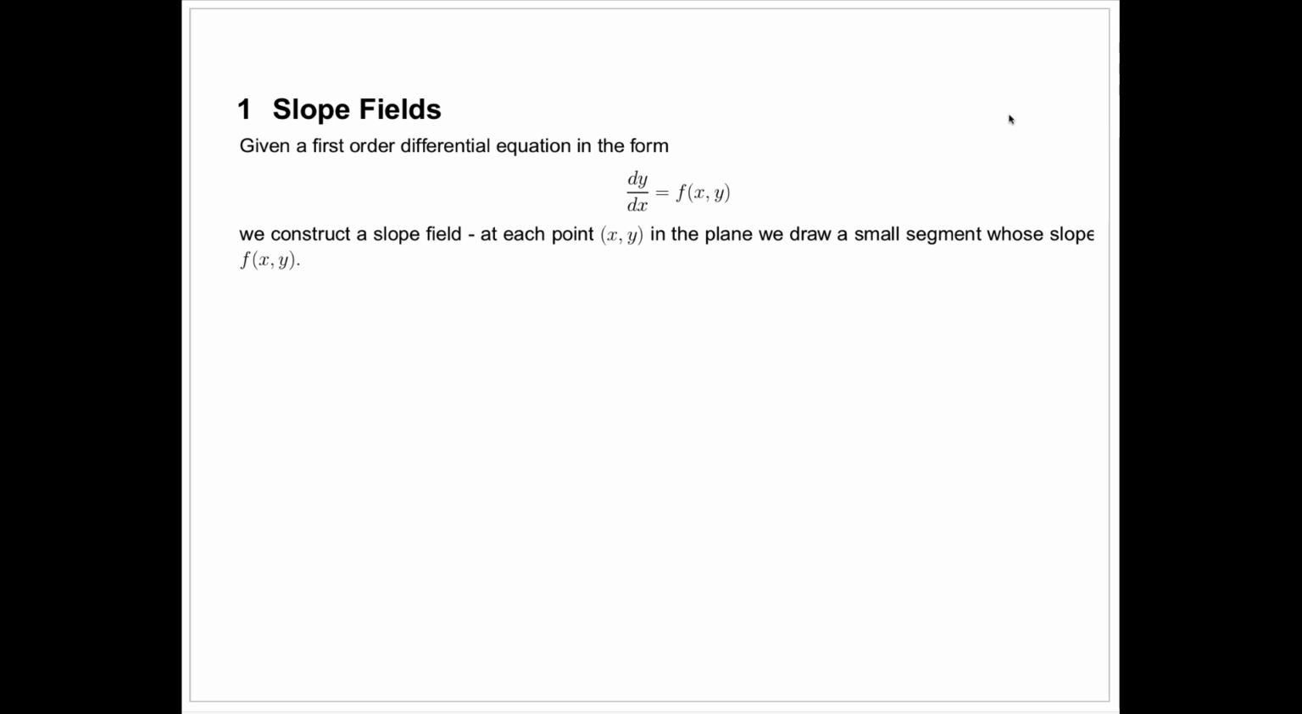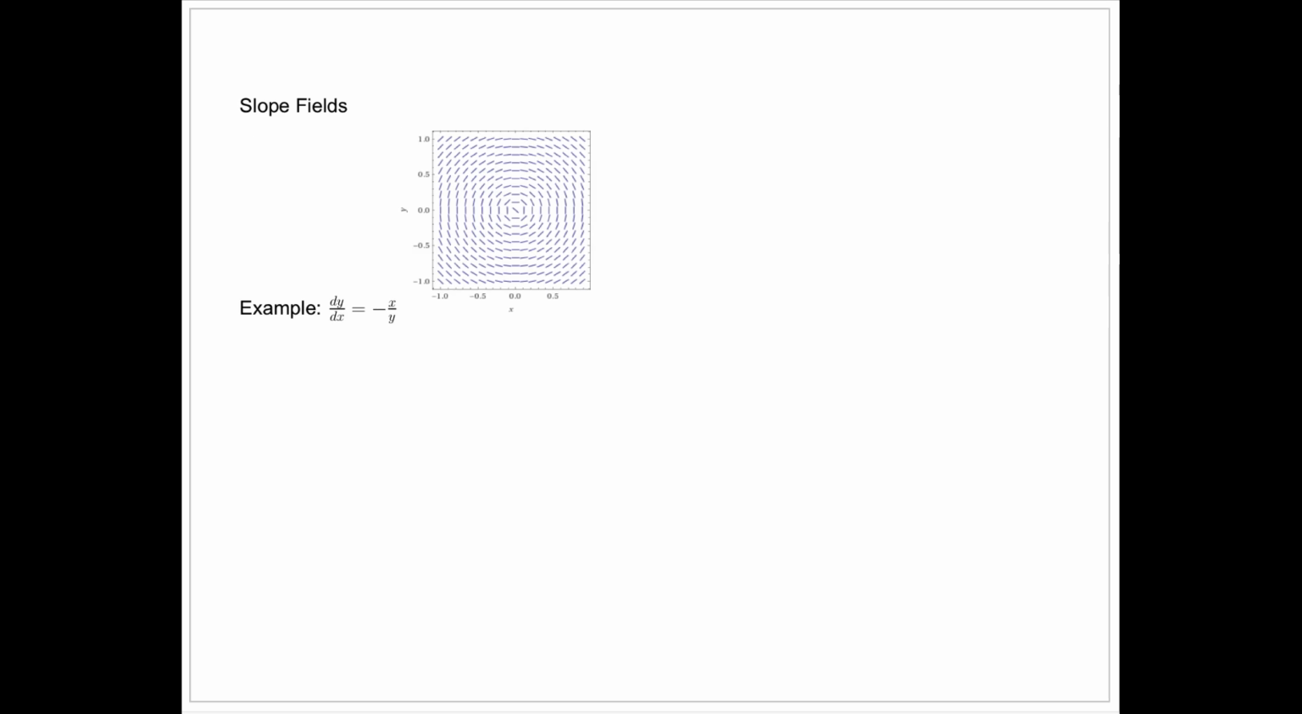Then draw a plane, and at each point in the plane, or many different points in the plane, draw a small line segment. At the point xy, draw the line segment whose slope is f of xy. When we do this, we'll see the following thing.